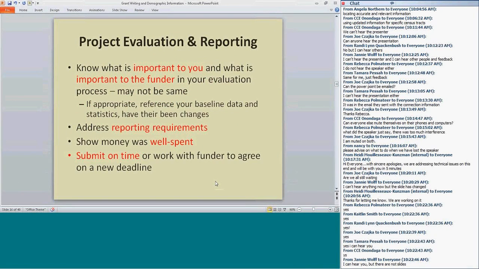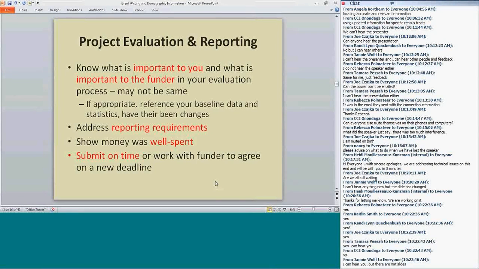Okay, so then project evaluation. We talk a lot about that, and I think it's required to be incorporated more and more into a funding process, but it's good just for us to know what's going on with our project. So it's really important. What's important to you to evaluate may not be the same thing that the funder wants to have evaluated. So in your evaluation process, make sure that you're being accountable to both.